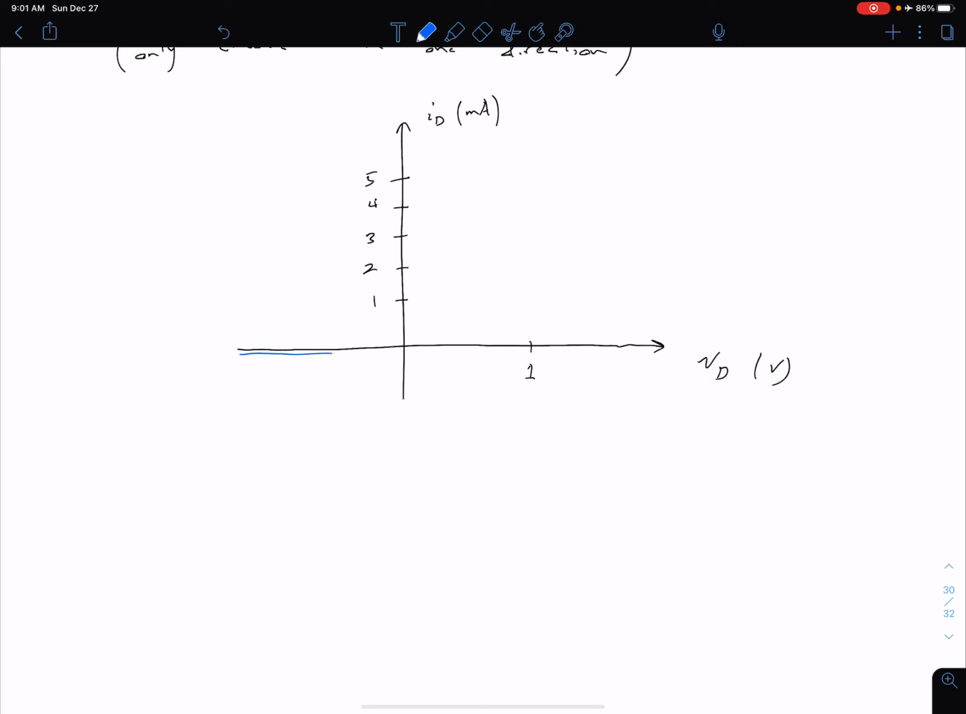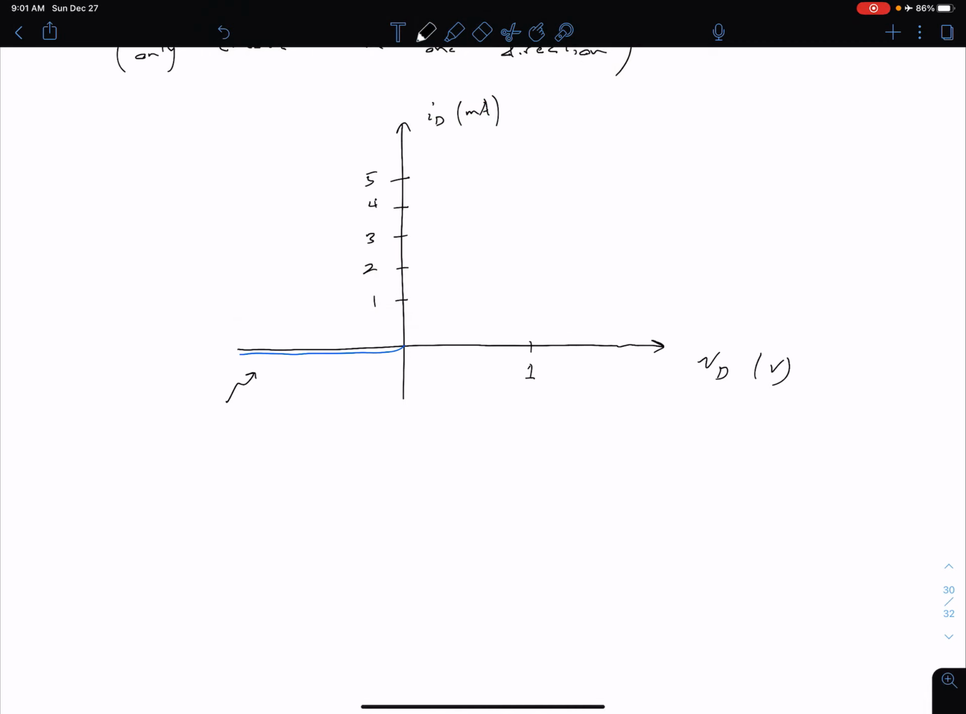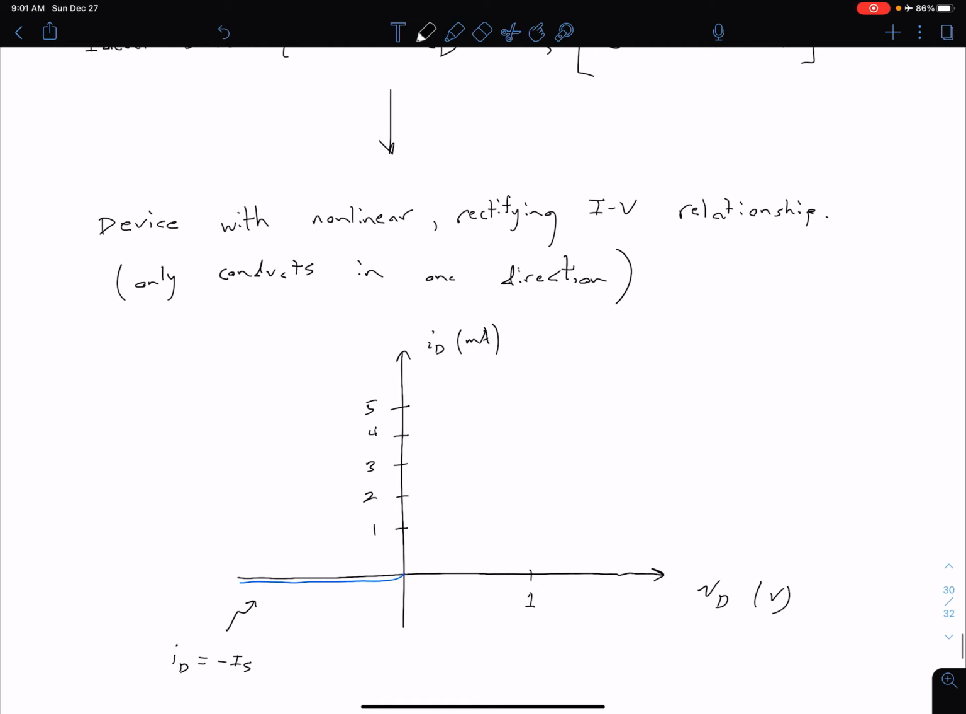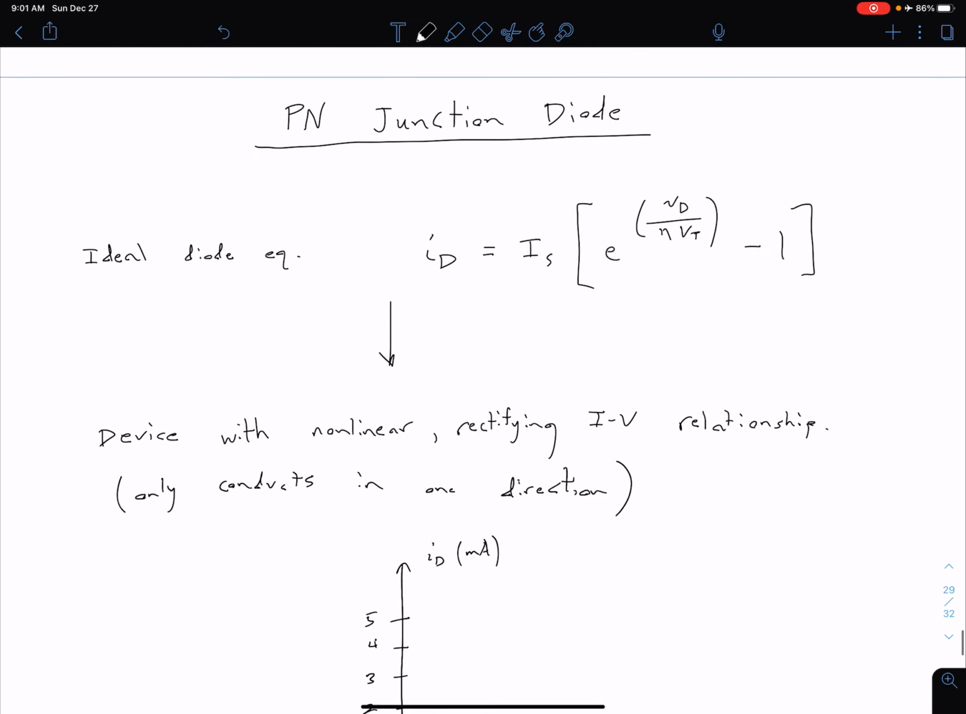I'm actually exaggerating a little bit. Of course, that would be even closer to that axis, but just so we can see, I've put it very small there. And let's label this: this is I_D equals negative I_S.